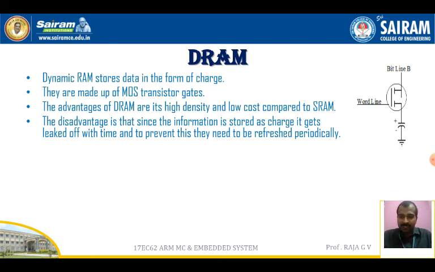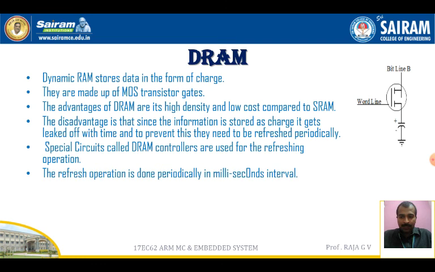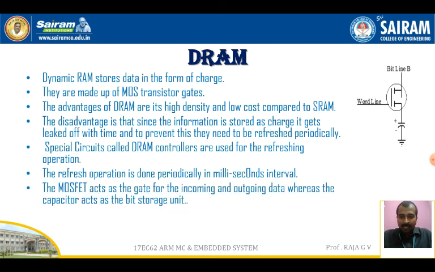The disadvantage is that information stored as a charge gets leaked off with time. To prevent this, they need to be refreshed periodically. Special circuits called DRAM controllers are used for the refreshing operation. The refresh operation is done periodically at every millisecond interval. MOSFET acts as a gate for the incoming and outgoing data, whereas the capacitor acts as a bit storage unit.